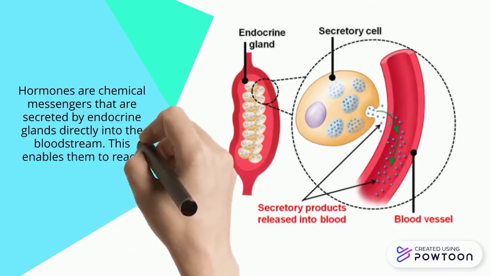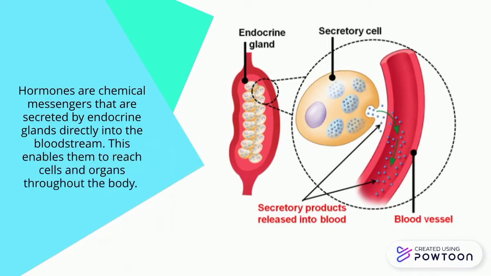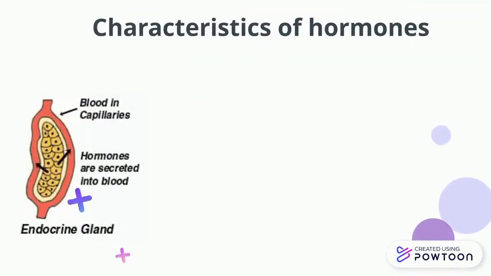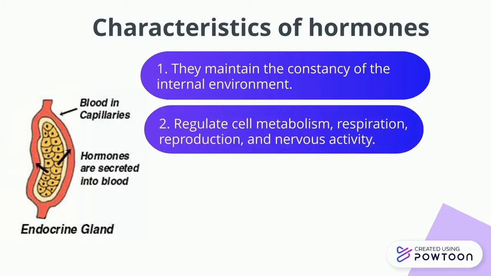Each hormone has specialized functions in regulating the activities of specific cells, organs, or both. Characteristics of hormones. 1. They maintain the constancy of the internal environment, which affects the water and electrolyte balance, the concentration of substances in the blood, glucose or calcium, and the metabolic rate. 2. Regulate cell metabolism, respiration, reproduction, and nervous activity.